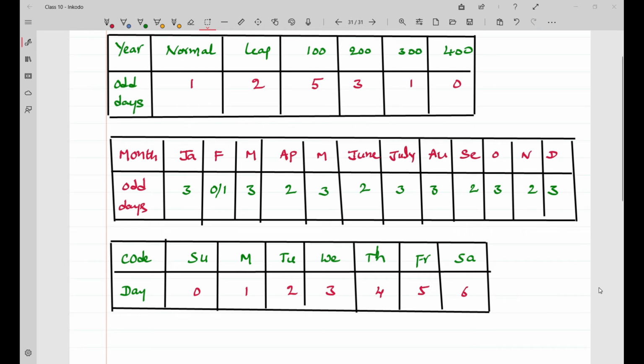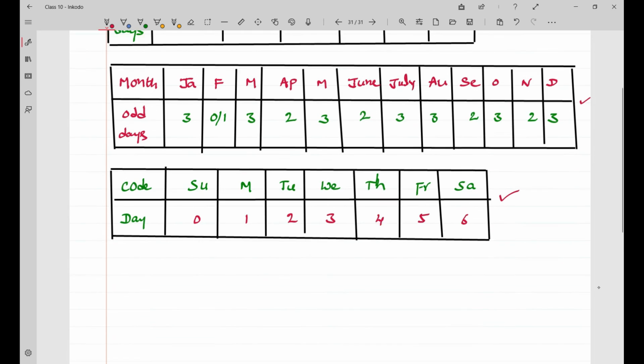If we want to solve any question related to this topic, we should know these 3 tables. We have to learn these 3 tables. I have already given the explanation for this table. Now let's see one example.